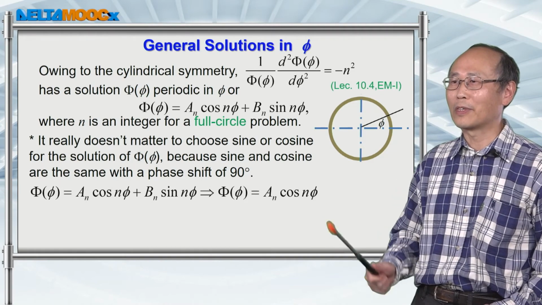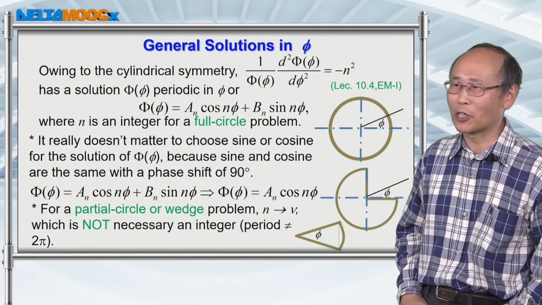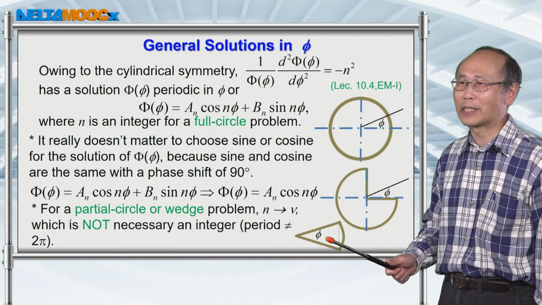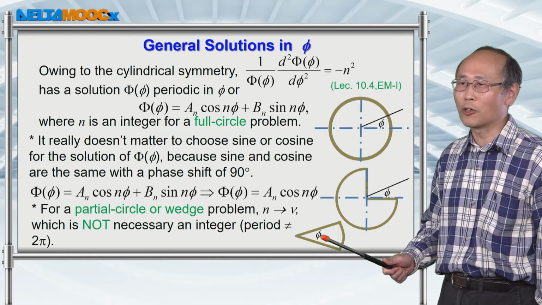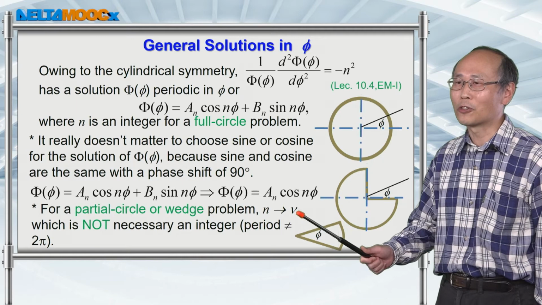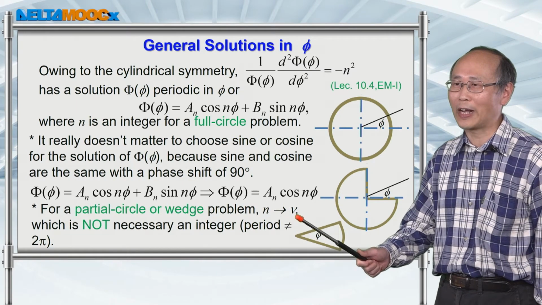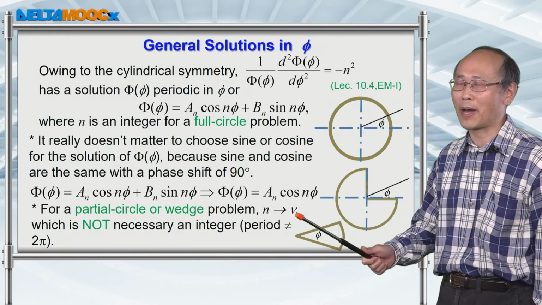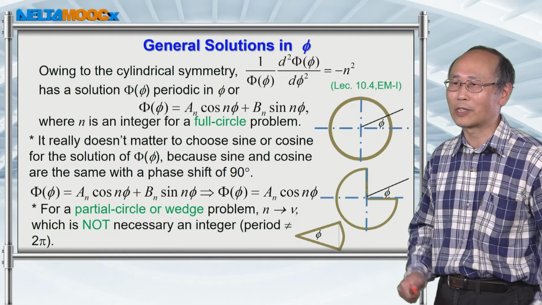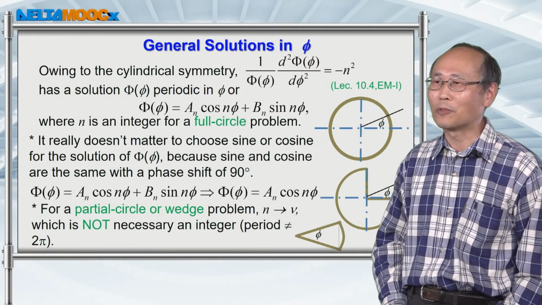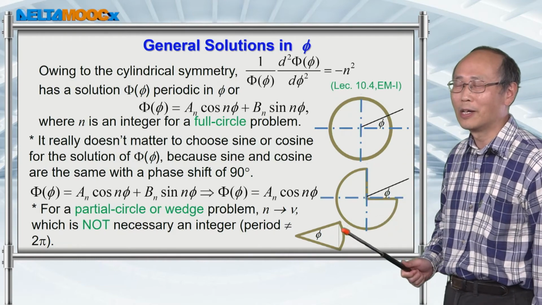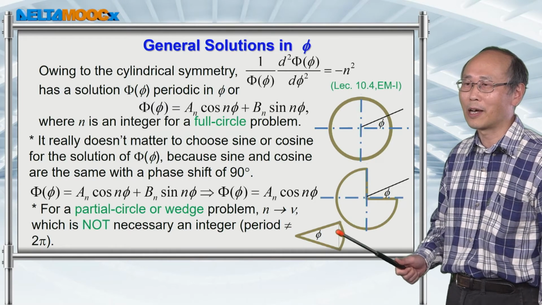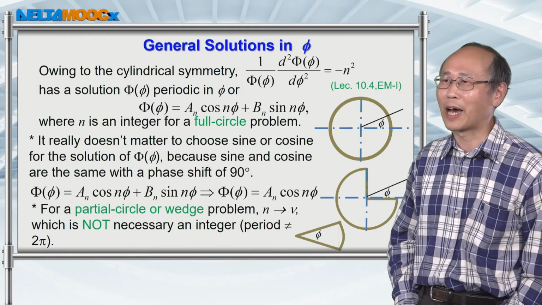On the other hand, if you have to deal with the partial circle problem, you need to be careful that the fundamental period of the problem is not going to be 2 pi. It could be a fraction of pi. So this means that this n could be a fractional number. And this n should be replaced by another coefficient like a nu, which could be a fractional number. It's not necessary to be an integer. So be careful about some problem that only requires you to look into the field pattern with a fractional circle, but not a full circle.